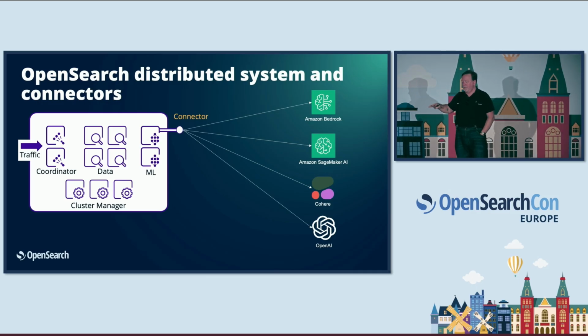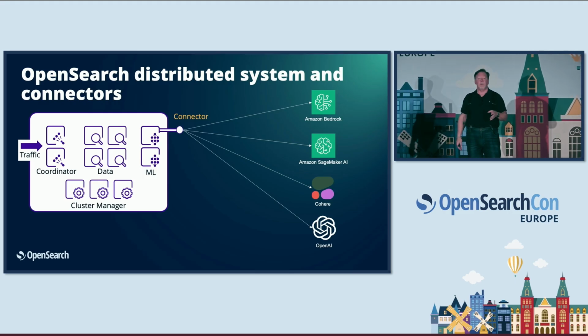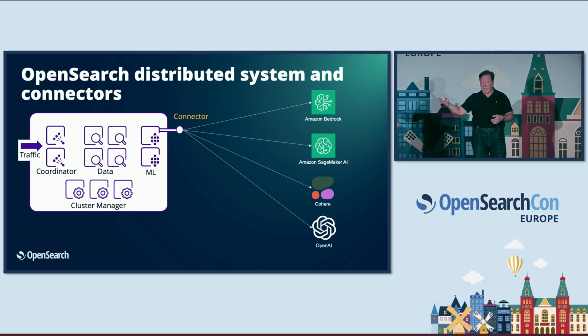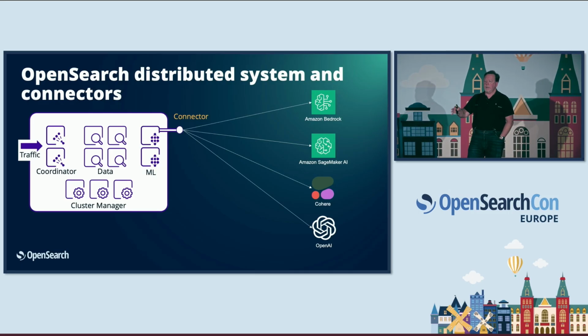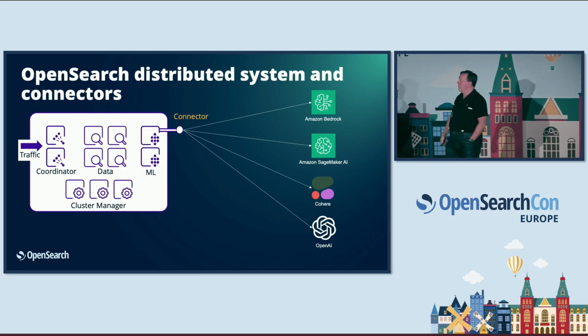So just to peel back the layer a little bit, OpenSearch is a distributed system, as we all know, a number of different nodes, and within those we have coordinator nodes. These coordinate processing requests. We have data nodes that actually process requests, cluster managers that keep the cluster together as a cluster, and we have ML nodes that do ML processing. So when you create connectors, really you're working with those either ML nodes or data nodes to connect out to various systems.